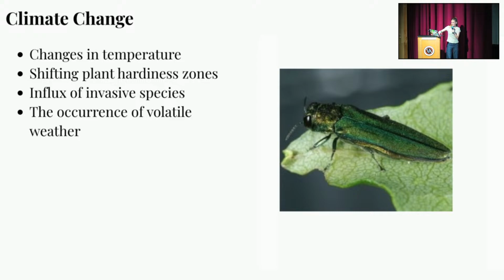Additionally, the increase of invasive pests and weeds has been noted. So this is an ash borer, which is just an example of one. But as temperatures are warming and things are migrating north, so are these pests. They're in search of their ideal habitat temperatures. So it's kind of like this whole cycle of temperature rising.